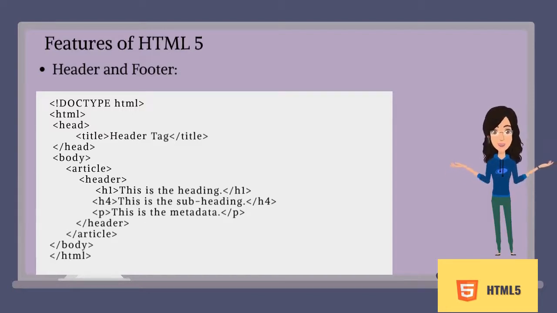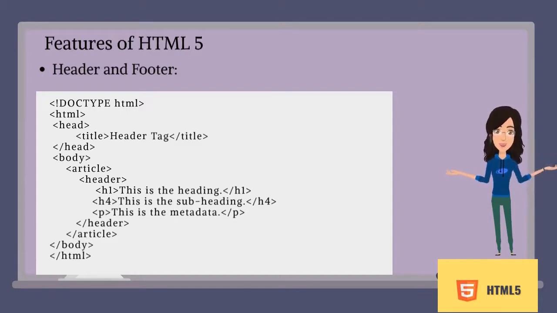The header can contain one or more heading elements like h1 to h6 tags, a logo or icon, and authorship information also. Footer can contain authorship information, copyright information, contact information, and back to top links. They both have the same default CSS property.